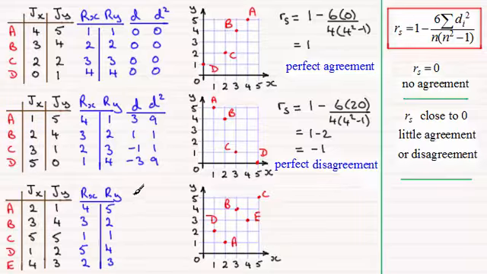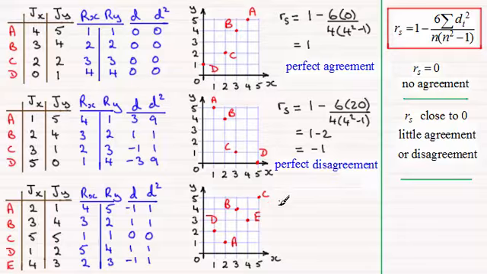So let's work out our differences now between the ranks. So we get 4 take away 5, which is -1, 3 take away 2, which is 1, then 1 take away 1 is 0, 5 take away 4 is 1, 2 take away 3 is -1. And then we just need to square these. So we've got -1 squared is 1, 1 squared is 1, 0 squared is 0, 1 squared is 1, and -1 squared is also 1.